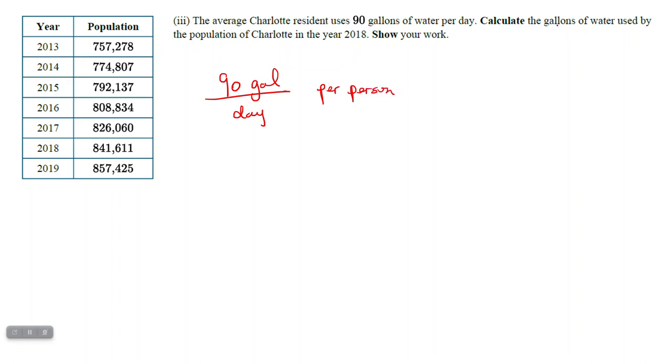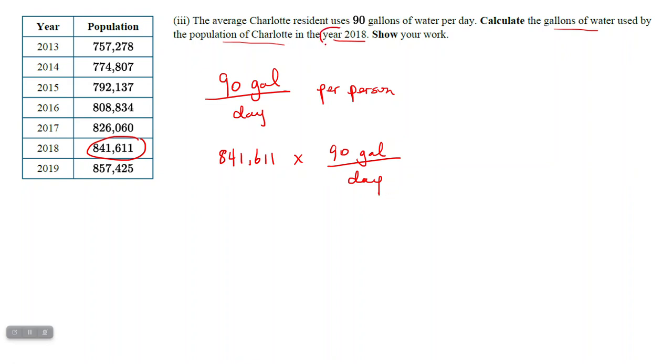And we are looking for the number of gallons used by the population of Charlotte in the year 2018, which means we're going to be using this as our population. So we have 841,611 people, each of which uses 90 gallons per day. Now, when we multiply that, we're going to end up with how much the population of Charlotte uses per day.